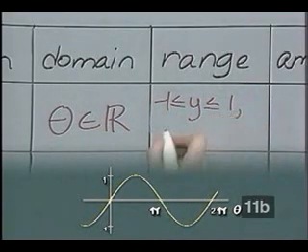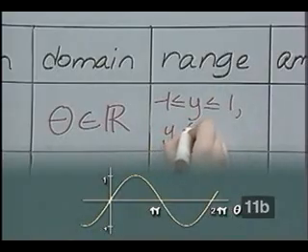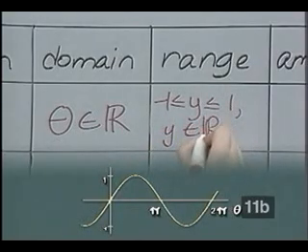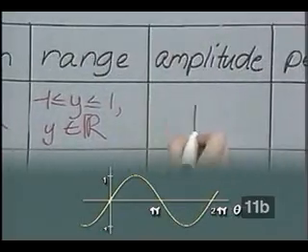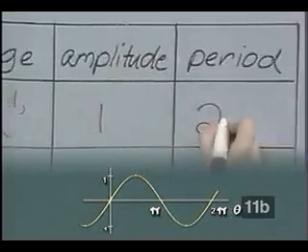Inclusive. Yeah, so y is in the set of real numbers. Right, all the real values between -1 and +1 inclusive. And it has an amplitude then of 1. Right. And a period of 2 pi. Good.